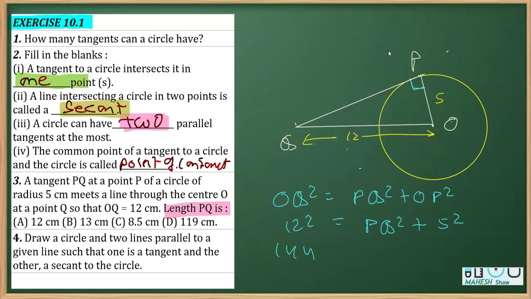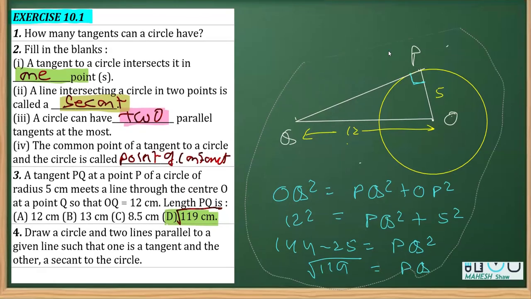So this is 144, and this is 25. If I bring 25 to this side, it will be subtracted. That will be equal to PQ square. So their difference comes out to be 119, which is PQ square. If I have to find PQ, the square will become a root on this side. So the length of PQ comes out to be root 119. Here there's a printing error. It should be under root 119.